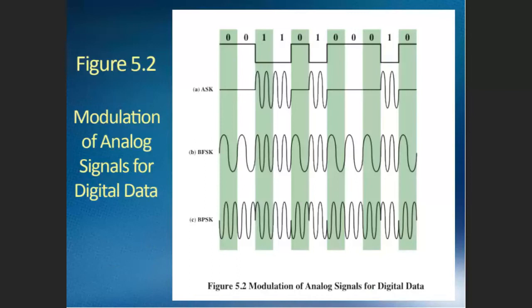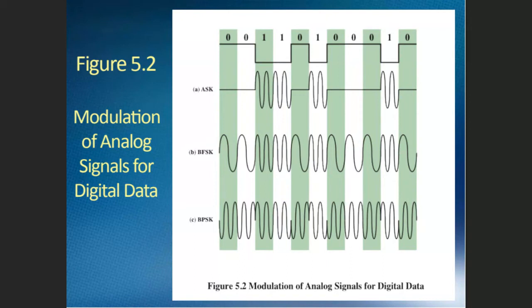So this is an example of modulation of an analog signal for digital data. Here I have digital data 0011. What's happening for the modulation? If it's ASK, amplitude shift key, when it is 0, the peak value is 0. When it is 1, I have higher amplitude. When it is 0, lower amplitude. So this is called amplitude shift key.